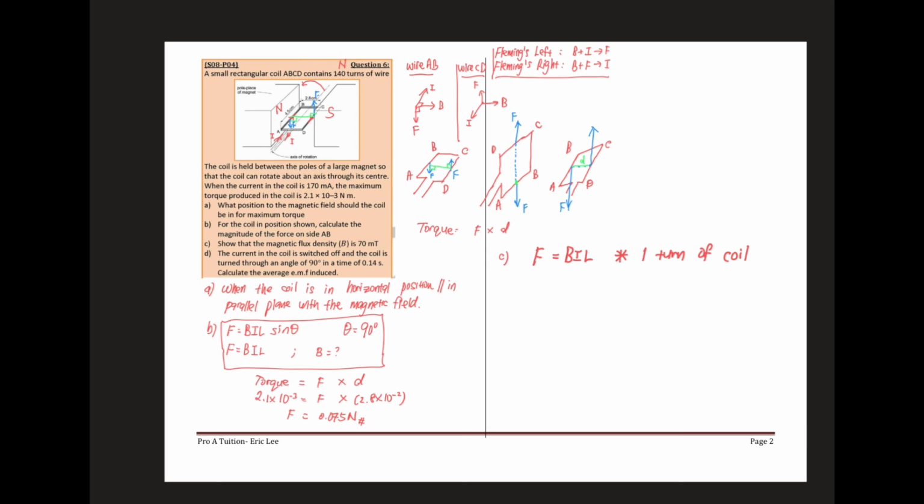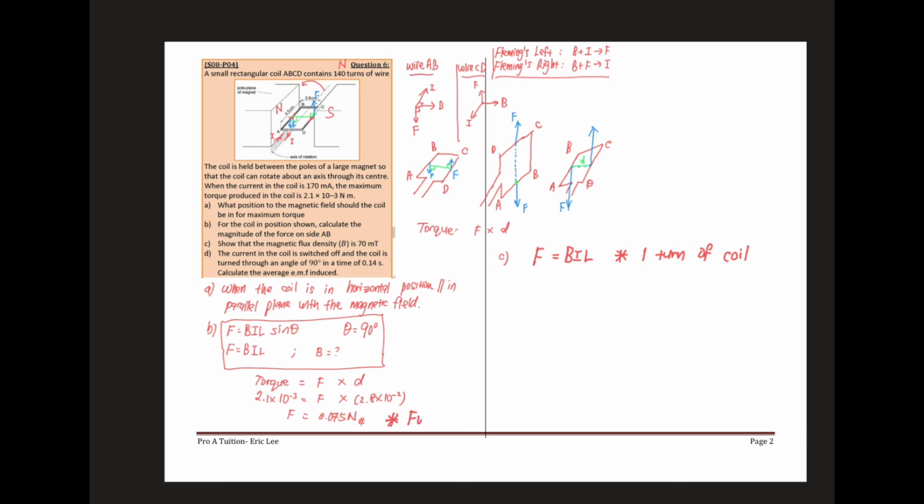So F equals BIL is used for 1 turn of coil. So if there are 140 turns of coil, the force created is 0.075 Newton. Each turn will create a particular value of force, so now 140 turns create this. So I write down here first.